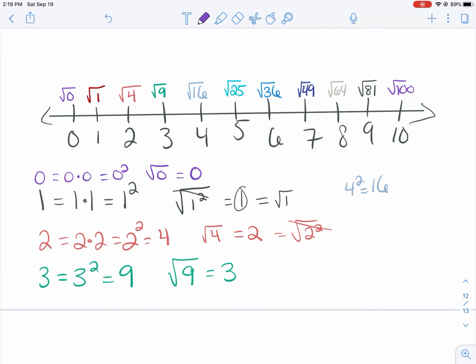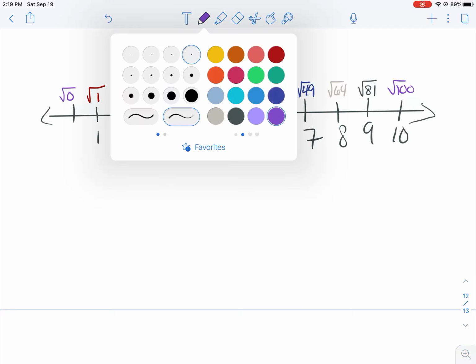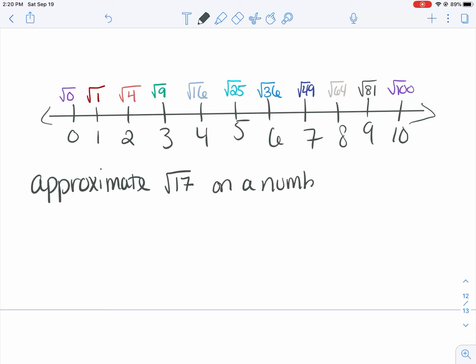Let's see if this will help us estimate where a couple of radicals fall on the number line. We're just trying to get some number sense here. Oops, I accidentally deleted a couple things. Okay, so I'm going to estimate or approximate, because we're not going to get an exact value necessarily without a calculator, but we can come pretty close. So let's approximate the square root of 17 on a number line. And again, without a calculator, okay?